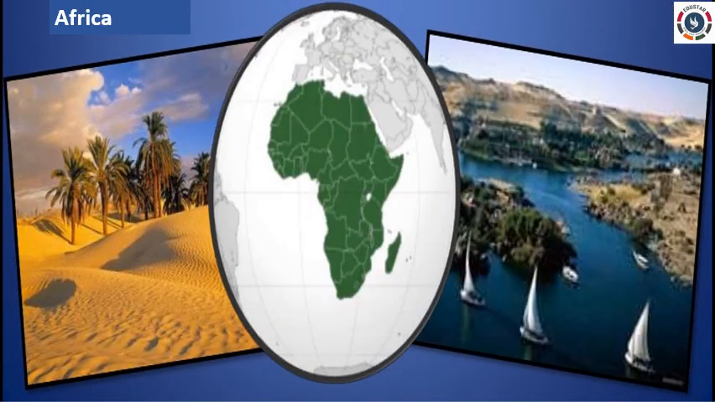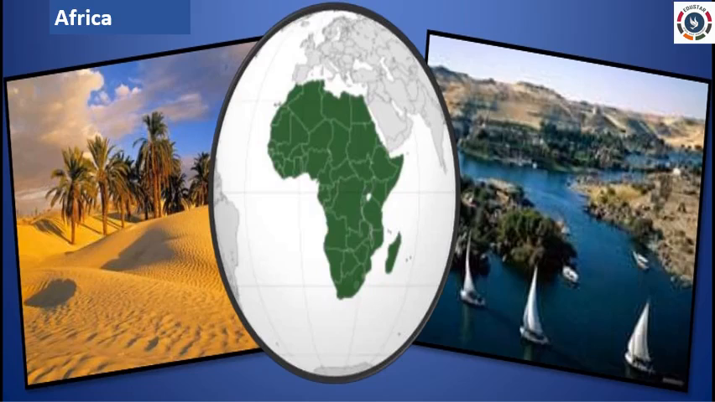Next we will see about Africa. Africa is the world's second largest continent and it is surrounded by water bodies on all sides. The Mediterranean Sea lies to the north, the Indian Ocean lies to the east and the Atlantic Ocean to the west. And Africa has Sahara Desert, Nile River and Victoria Falls.